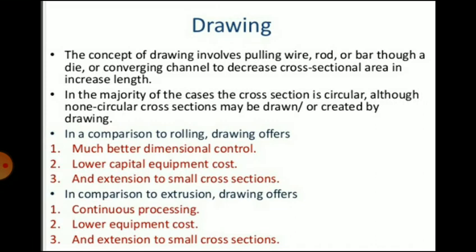The concept of drawing involves pulling the wire, rod or bar through a die or converging channel to decrease the cross-sectional area and increase the length. In the majority of cases, the cross section is circular, although non-circular cross sections may also be created by the drawing operation. Generally, the die used is a converging die, also called a taper die, and the material is pulled through this die, reducing its cross-sectional area.